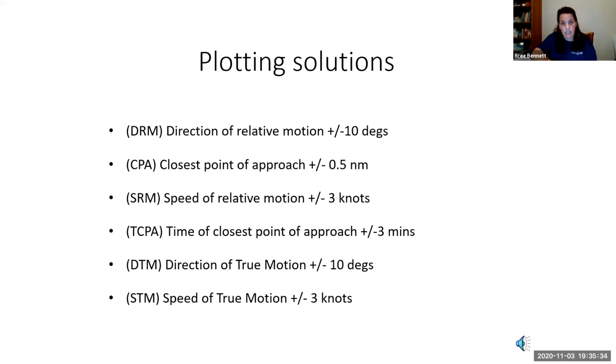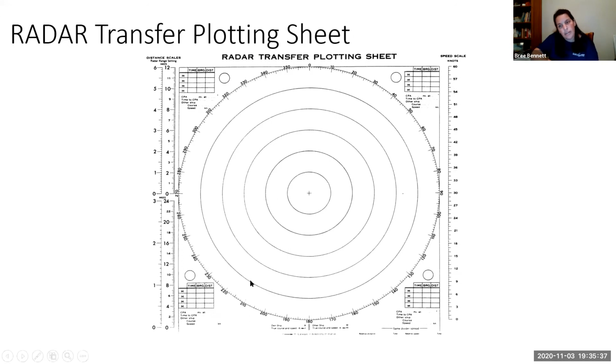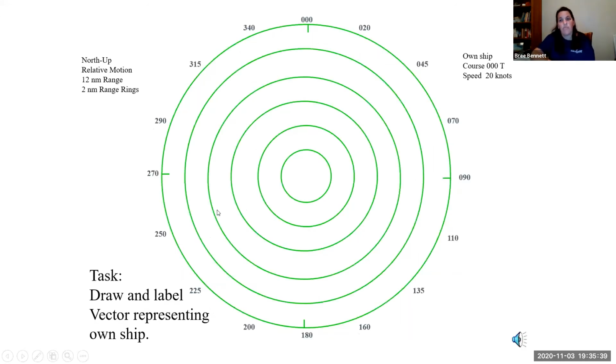Okay, I guess this is an example here on the computer. We'll go over this one before we dive into our own. Here they told us we are relative motion north up. We are in the 12-mile range with 2-mile range rings. Our own course and speed is true north with a speed of 20 knots. Draw and label your own ship.